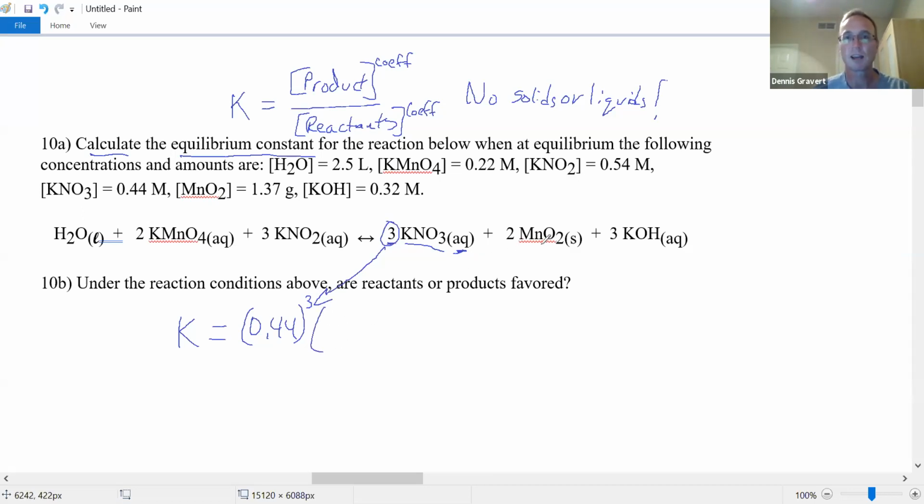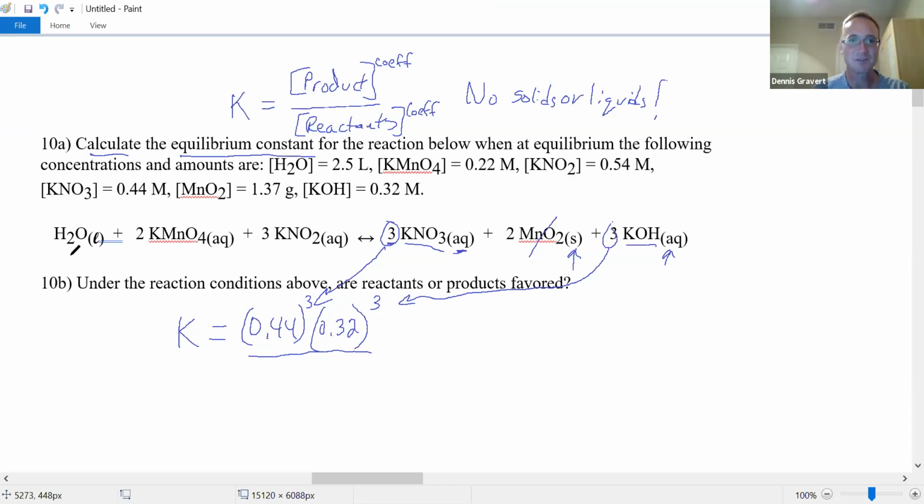What other product do we have? We have MnO2. Ooh, red flag. It's a solid. Don't count it. KOH is aqueous, yep, you have to count it, and there's a 3 in front. So how much KOH do we have? Potassium hydroxide, 0.32, and then we have to use this 3 over here. You have to raise it to the 3rd power. Those are all my products.